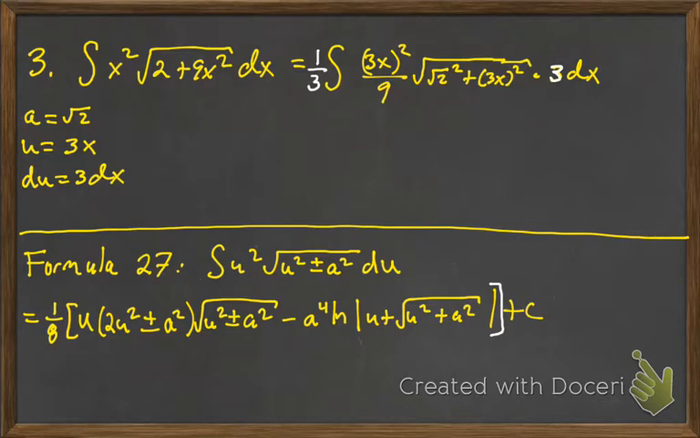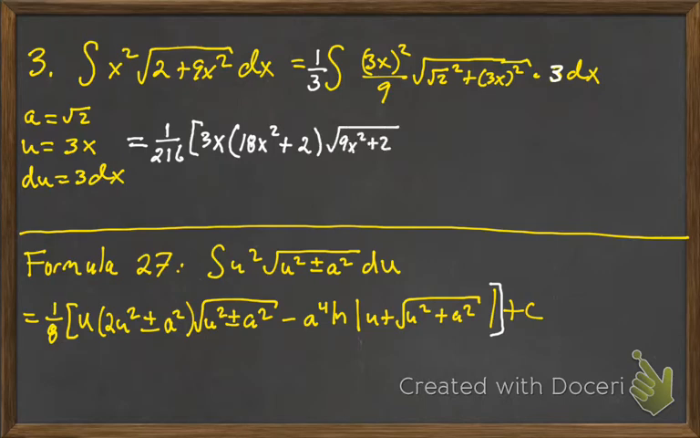Okay, let's go ahead and integrate this. The 1/3 times the 1/9 there will be 1 over 27, and 1 over 27 times 1 over 8 is going to give us 1 over 216. Then it's going to be u, which is 3x, times 2u squared, so u squared was 9x squared, times 2 will be 18x squared, plus the square root of 2 squared, which is 2, and then the square root of 9x squared plus 2, minus the square root of 2 to the 4th, which will be 4, times the natural log of 3x plus the square root of 9x squared plus 2, and then plus your constant of integration there.